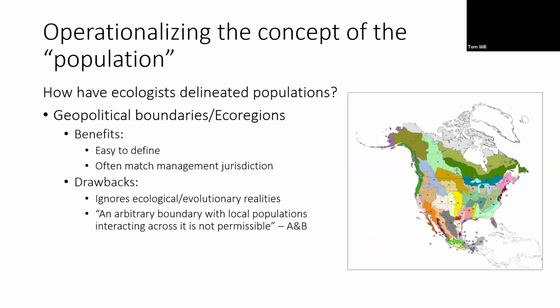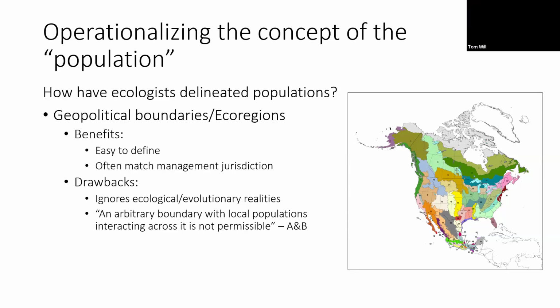Another way that we often do this at slightly larger scales is by using political boundaries or ecoregions like the BCRs. And again, those have some benefits of usually being pretty easy to define. Those boundaries oftentimes also match management jurisdictions, right? So if you're a state agency that's focused on some tipping point species, you have to work within your state boundaries generally, and so that makes sense to think on that scale.